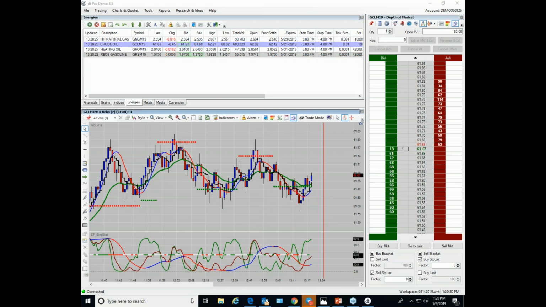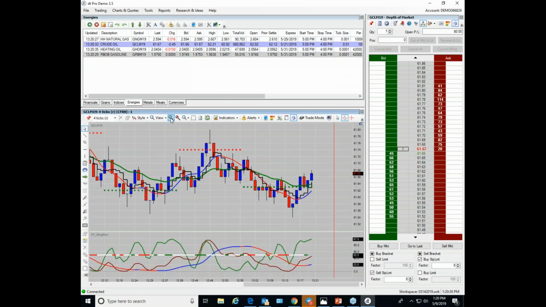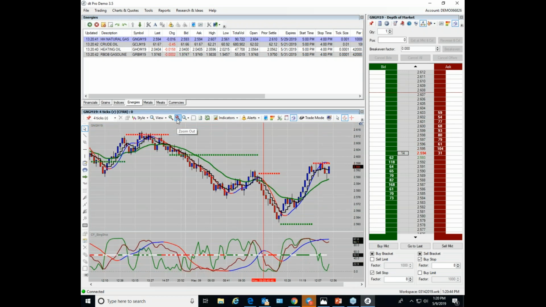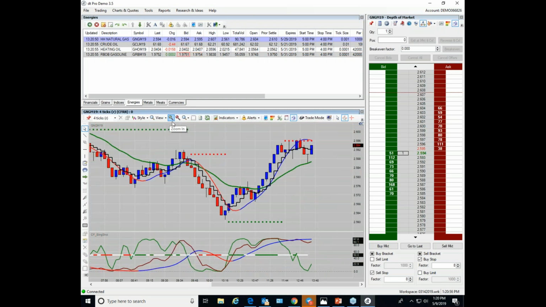Now, as I said, I'll skip that point. Let me see if I can't find something different. Okay, here's a good point. Again, notice this is the natural gas, and I zoom out, so I can't stress that enough. Get in the habit of doing that. Here's another habit that you want to get into.